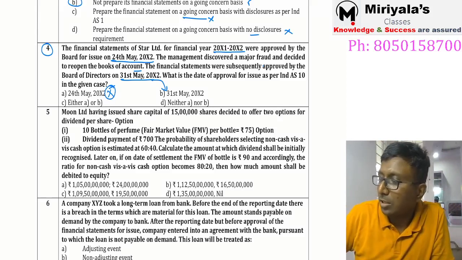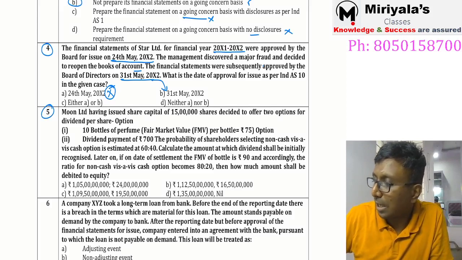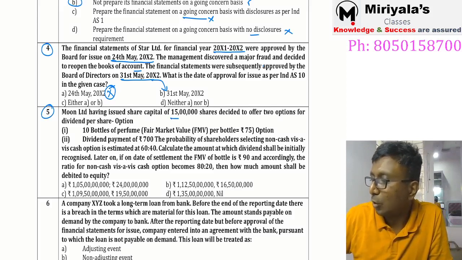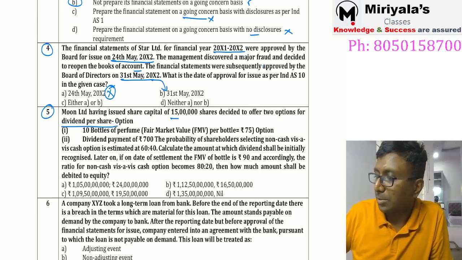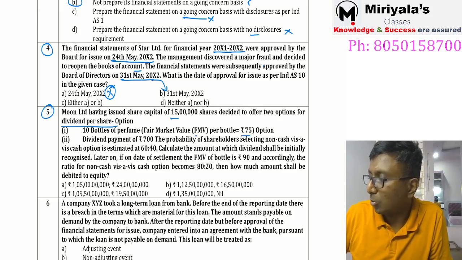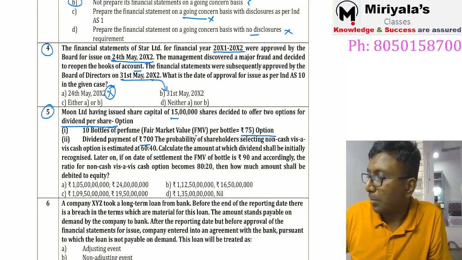Next, Moon Limited, having issued share capital of 15 lakh shares, decided to offer two options for dividend per share. The first option is 10 bottles of perfume, with fair market value of 75 rupees per bottle. Option 2 is dividend payment of 700 rupees per share. The probability of the shareholders selecting the non-cash option versus the cash option is 60 to 40.